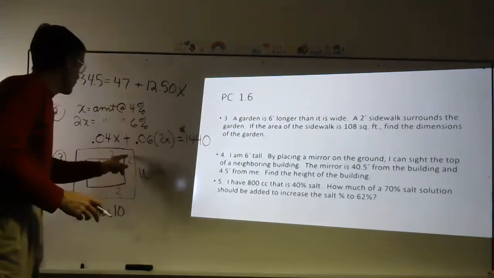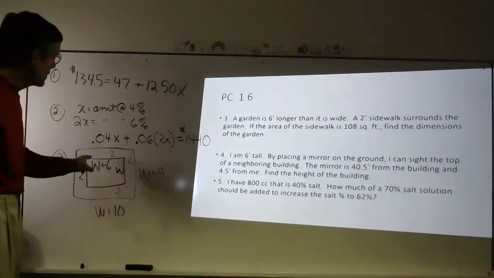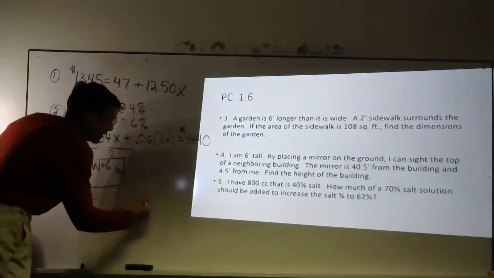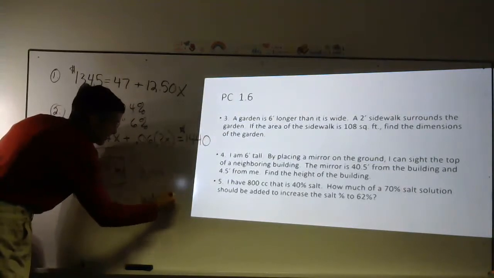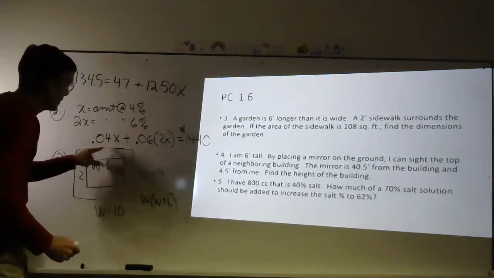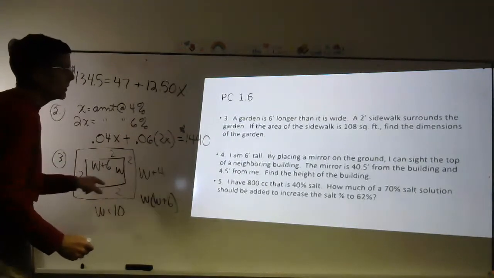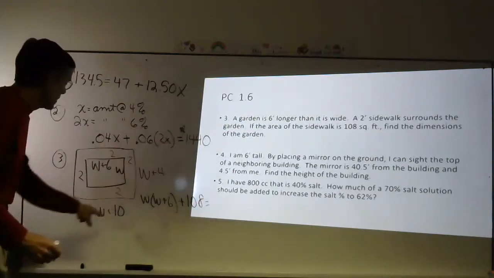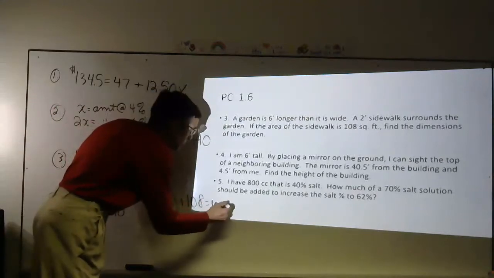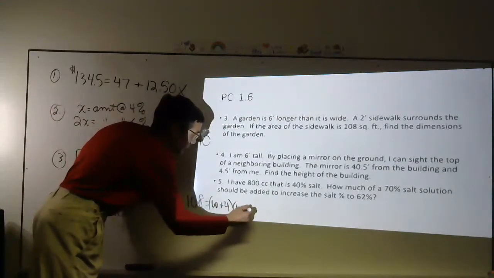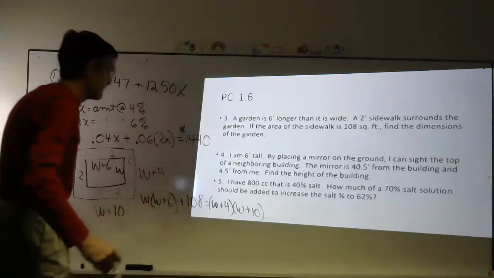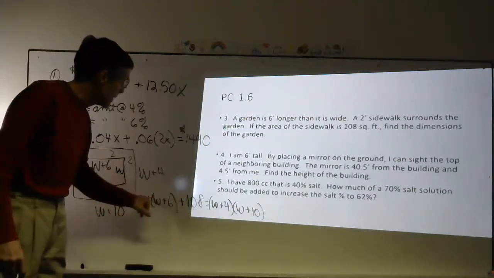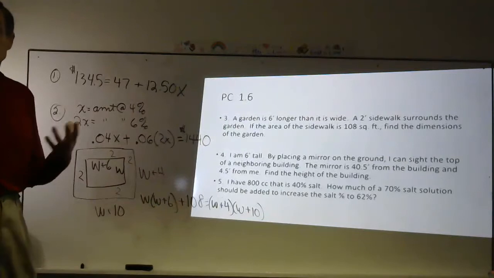If the area of the sidewalk is 108 square feet, so I know the area of this little guy, the area of the little guy is length times width. W times W plus 6 is the area of the little guy. If I add on the area of the sidewalk, which is 108, I should get the area of the big guy, which is length times width, W plus 4 times W plus 10. And this one's a little trickier to work out. You'd multiply here, you'd multiply there, and solve for W.